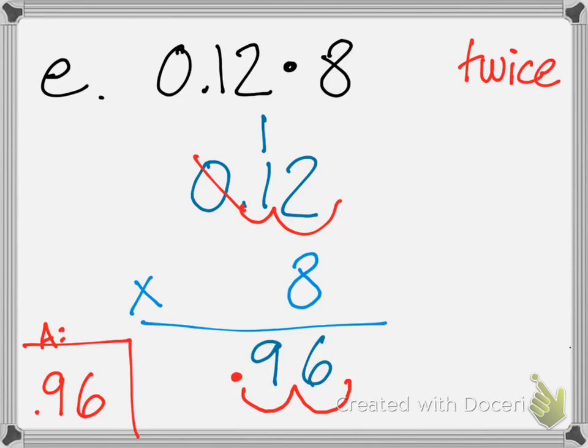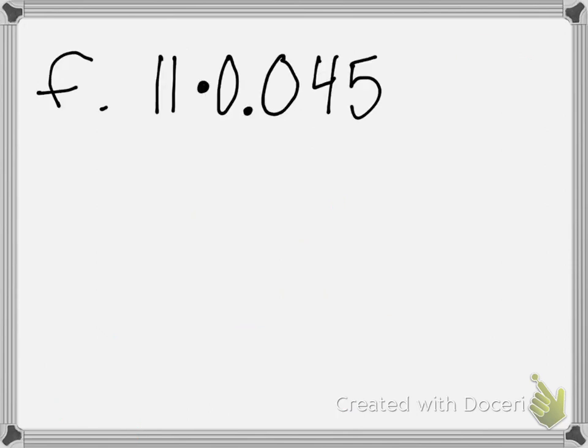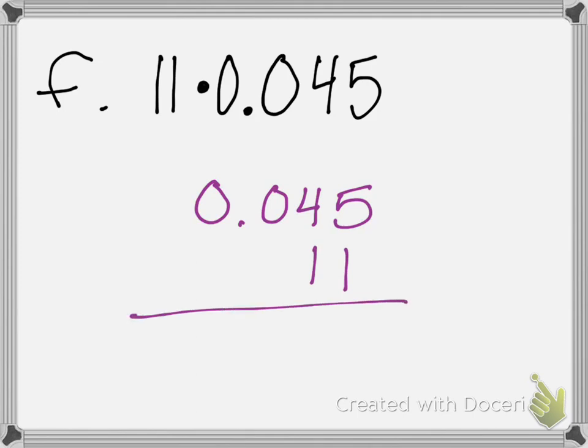We're going to look at example F now. So in F, which number do you guys want to be on top? The 11 or the 0.045? Lily, the 0.045. That's what you guys want to be on top? Okay. So 0.045, and under that 45, I write 11, because we always keep everything to the right.